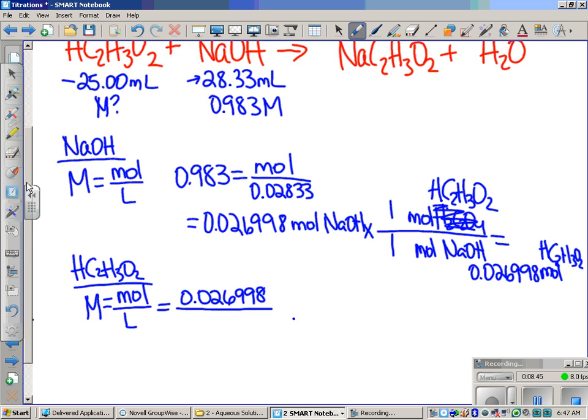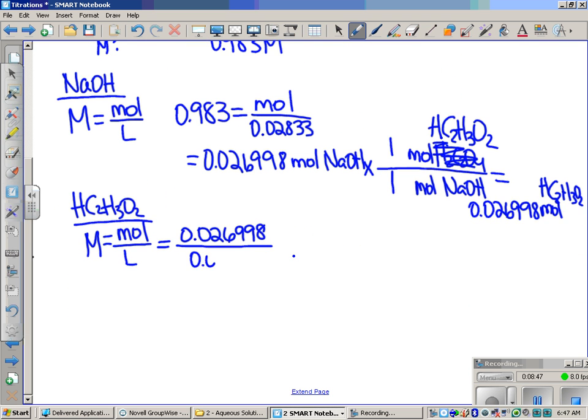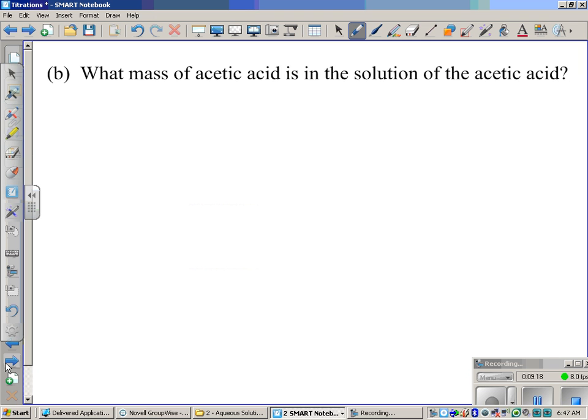So 0.026998 over the volume of my acid, which I need to go back up here. My volume of my acid is 25 milliliters, so I got to put that into liters. So when I plug all of that in and I solve, I find out that my acid's molarity was 1.08 molar. So again, these problems allow you to take one substance that you do know the concentration of, do a titration so you get both the volumes that you need, and then ultimately figure out the concentration of another.